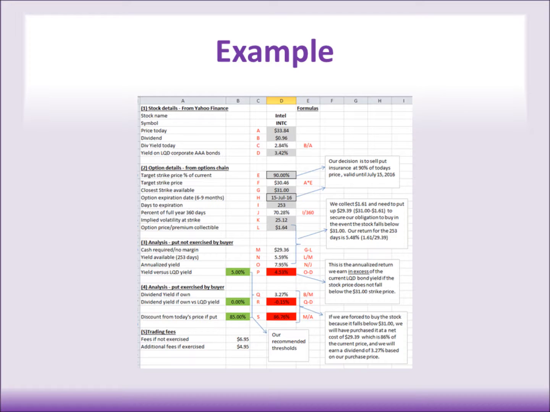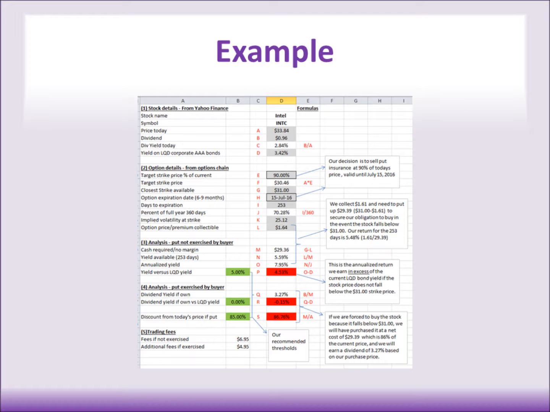Now, let's assume the stock price goes below 31 and you end up having to own it. Then you have already put up the money, so you own it now at a price of $29.36, and you will now collect the dividend of 96 cents, and that will provide a yield of 3.27%, which is slightly less than you were getting on investment grade bonds. You can decide on a suitable premium for your risk appetite for each of the two possible outcomes.